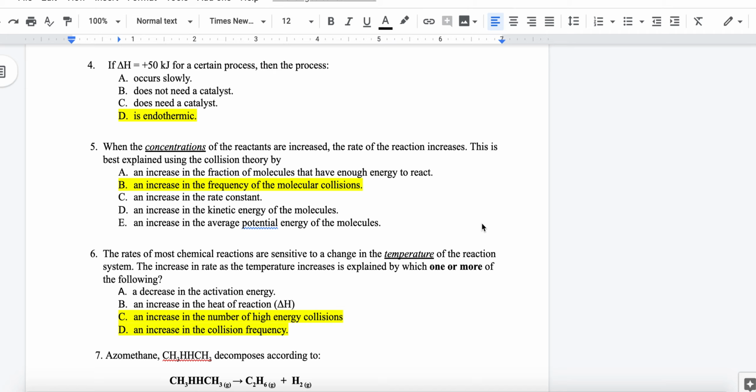The only thing that can change that is temperature. So we're just talking about the fraction of collisions that have a certain frequency. We're increasing the number of collisions when we increase concentration.